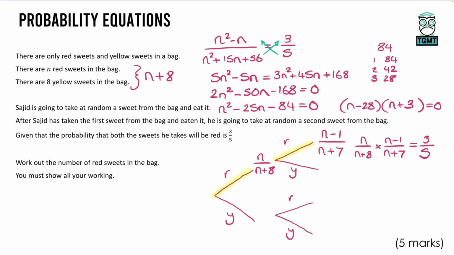So we get 2 solutions here, n is equal to 28, and n is equal to negative 3. Now in this scenario, where n is a real life thing, we can't have negative 3 red sweets. So our solution has to default to this positive value. So the answer here, n is equal to 28, and that is the number of sweets in the bag. And there we go, that is working with a probability equation.